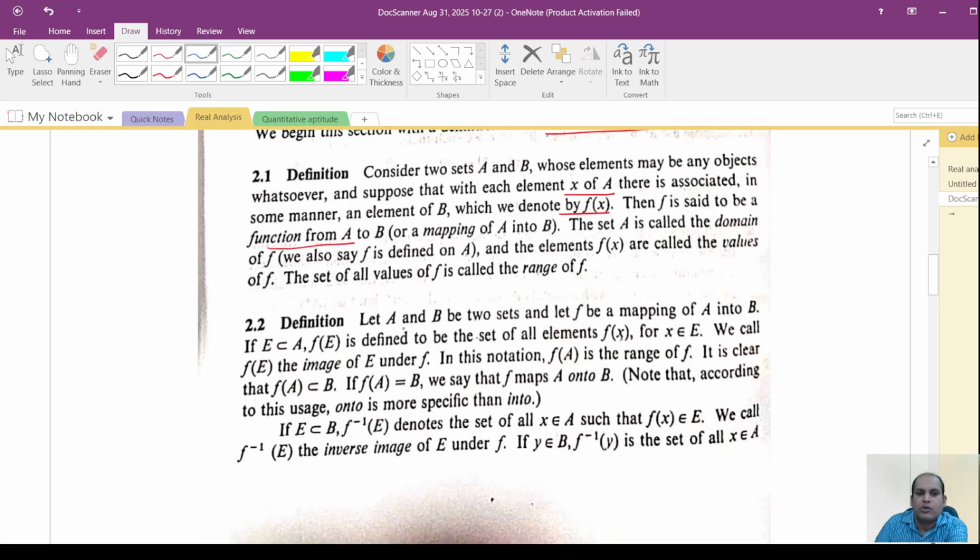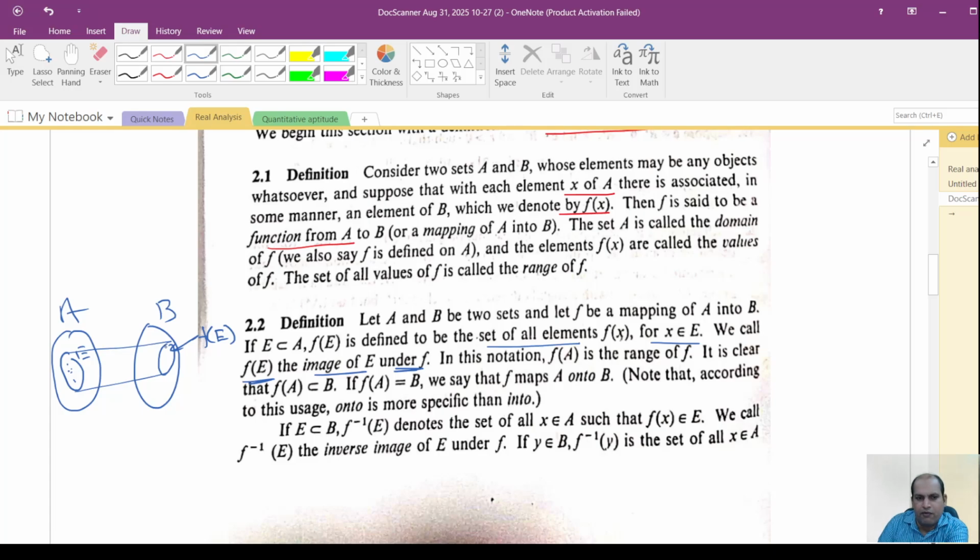Suppose A and B are two sets, and let F be a mapping of A into B. If E is a subset of A, then F of E is defined to be the set of all elements F of x for x belonging to E. So here we have A, B, and E is a subset of A. The images of all the elements present in E, the collection of all those images, is called the range set of E. This f of E is the image of E under F. So this is the notation used here.